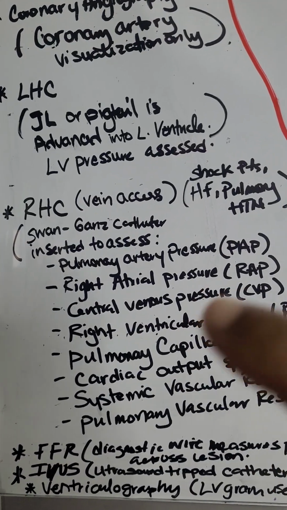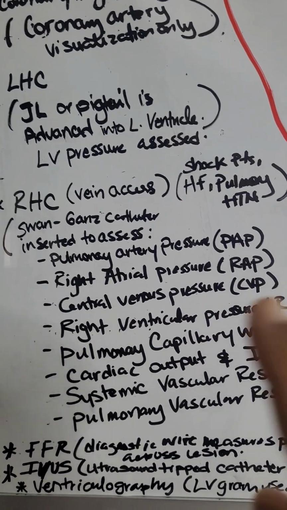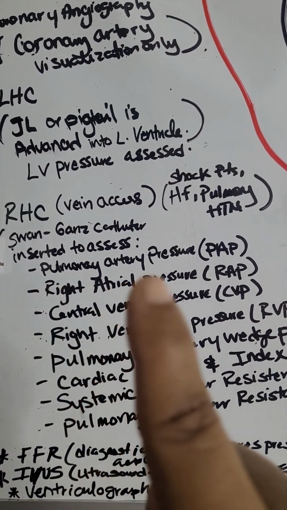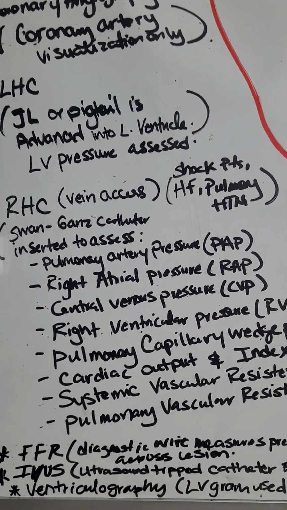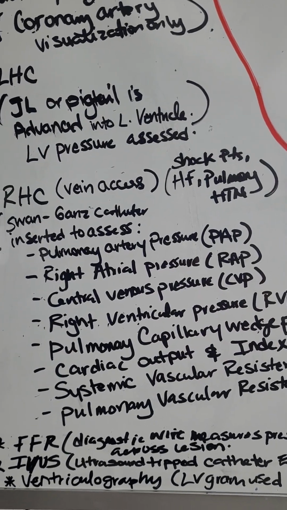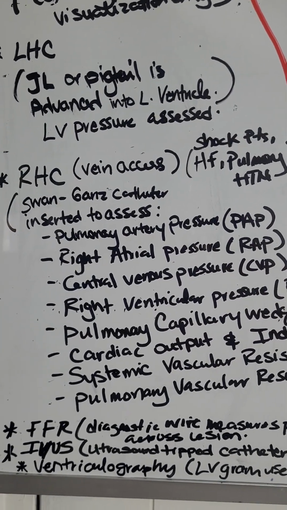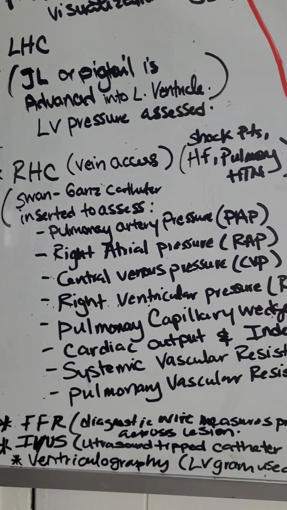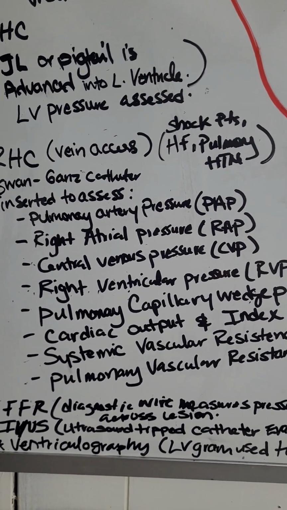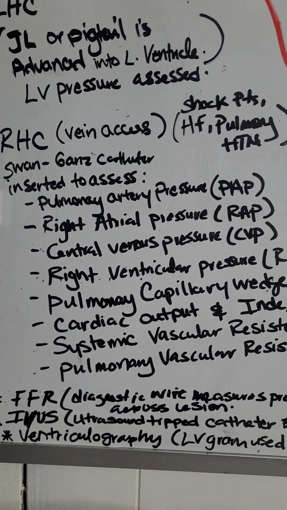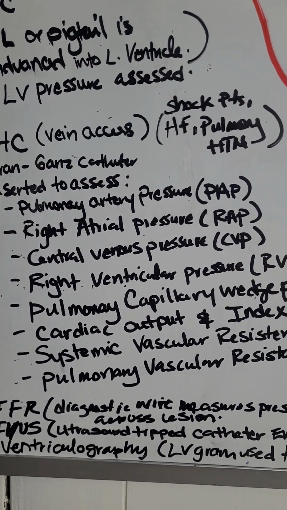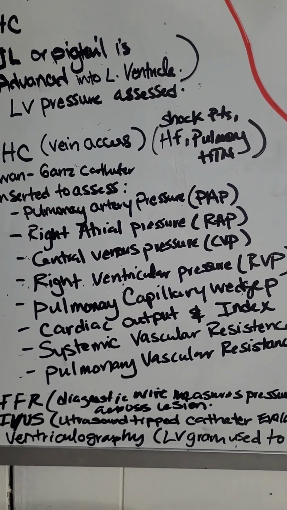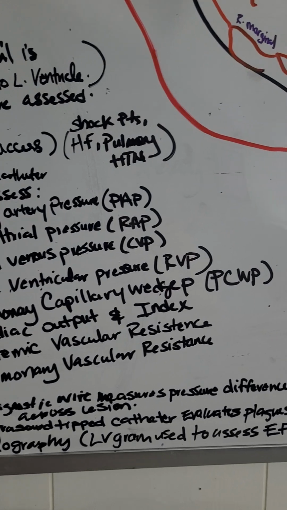We want to take a look at the right heart pressures, the pressures of the right heart, and these are the different sections that you will do. They will do a pulmonary artery pressure. They'll check for that with their catheter in place, right? They're going to use a Swan-Ganz catheter to assess that pulmonary artery pressure, the right atrial pressure, and then the central venous pressure. They're going to check the right ventricular pressure and the pulmonary capillary wedge pressure.